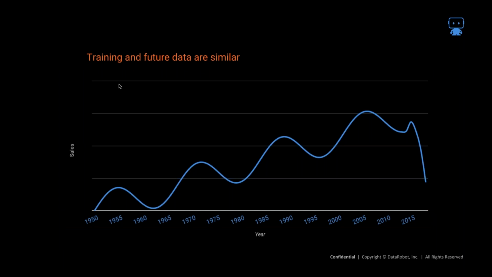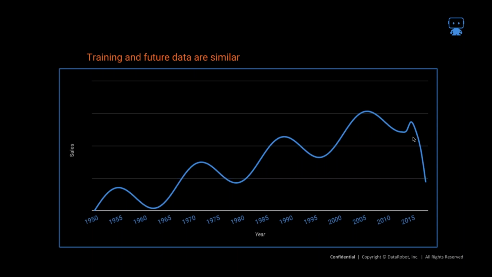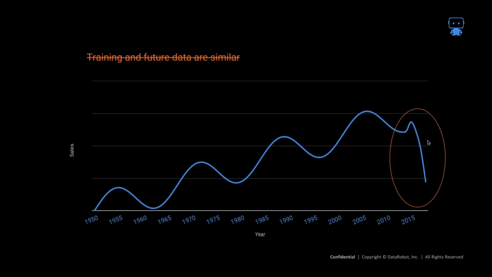Another assumption in typical machine learning, like regression and classification, is that training and future data are similar. If we look at this point specifically, we can see there is a sudden change here that doesn't represent any pattern that we have seen before. This tells us that the assumption that training and future data are similar is broken in time series analysis.